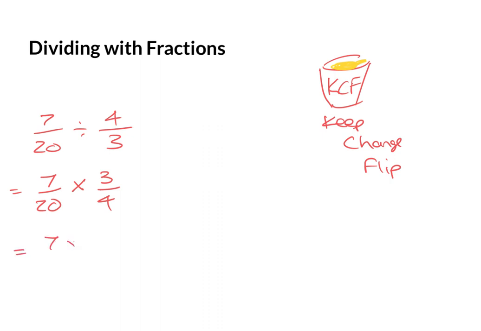We multiply the two numerators. We multiply the two denominators. And in this case, we're going to end up with 7 times 3 is 21, and 20 times 4 is 80. It doesn't simplify. That's the solution.